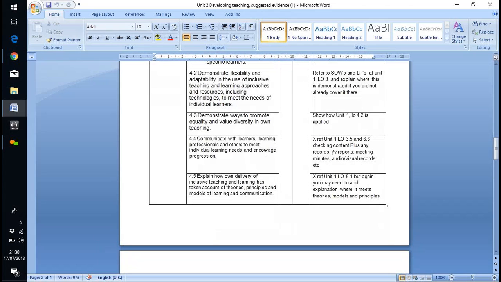Again, you've got to communicate with learners and the other professionals that meet individual learning needs and encourage progression. You've got documentary evidence for that already. So I put on the checking any content plus any records, IV reports, meeting minutes, audio, visual records, whatever you've got on there.